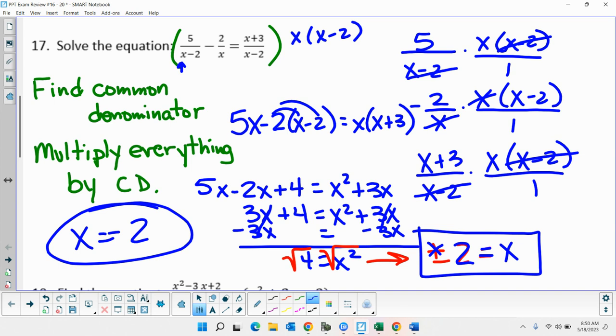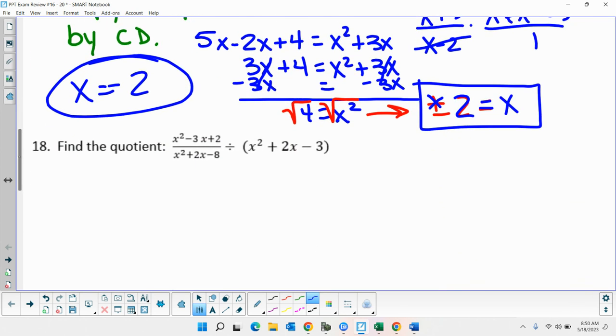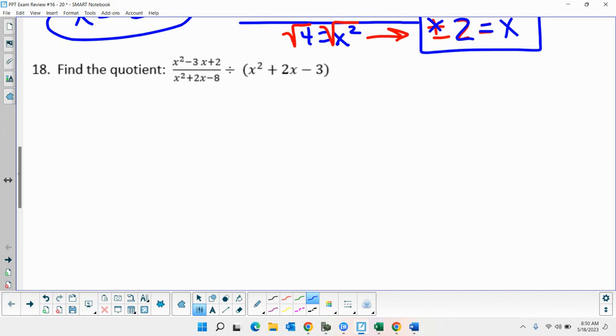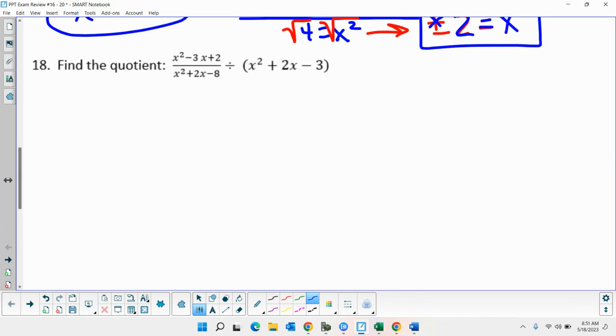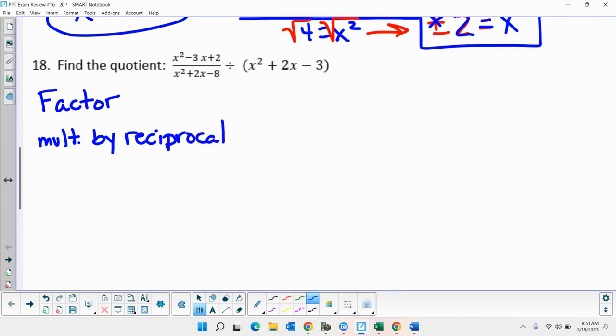Okay. Now the next one, oh, that's just division. Quotient means divide, right? All right, so hint, factor, and then multiply by the what? I thought I heard somebody say it. Reciprocal, right? So factor what you can factor, then multiply by the reciprocal and see what happens.